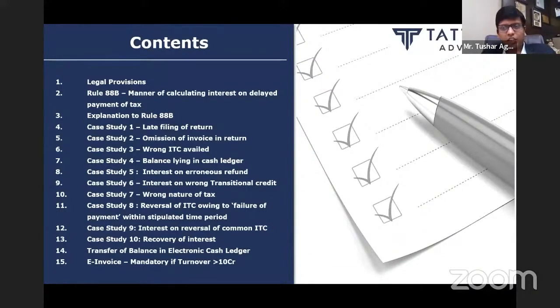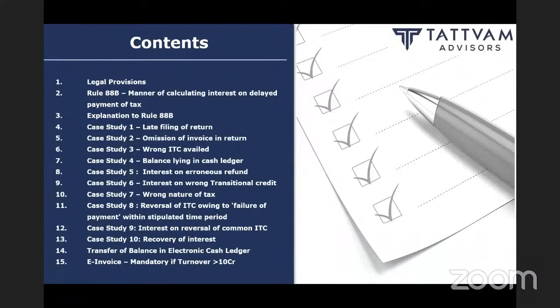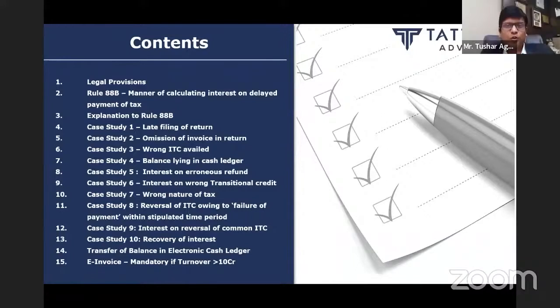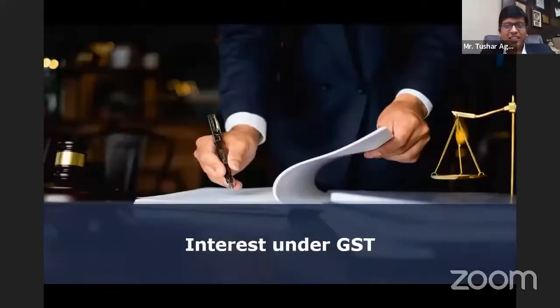One set of examples are those wherein now we have clarity on what to do, how much tax and how much interest has to be paid. And the second set of case studies are those situations wherein there is still an ambiguity on levy of interest. For example, interest on erroneous refund, interest on wrong transitional credit. So we will take all these case studies to understand the provision better.